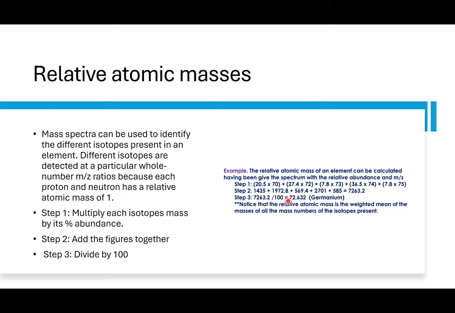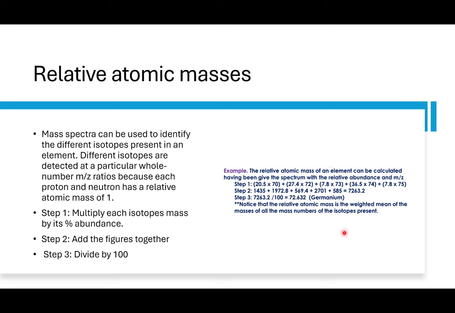So the simplest way to do it: step 1, we multiply each isotopic mass by the percentage abundance. Step 2, we add the figures together, and step 3, we divide by 100. We have been doing this for a while in chemistry. So an example of how it is done is here, finding the relative atomic mass of germanium. We take the mass and the abundance, multiply them together, add everything and divide by 100 to give us the relative atomic mass of germanium. We just use the example of germanium, to reiterate how this is done.